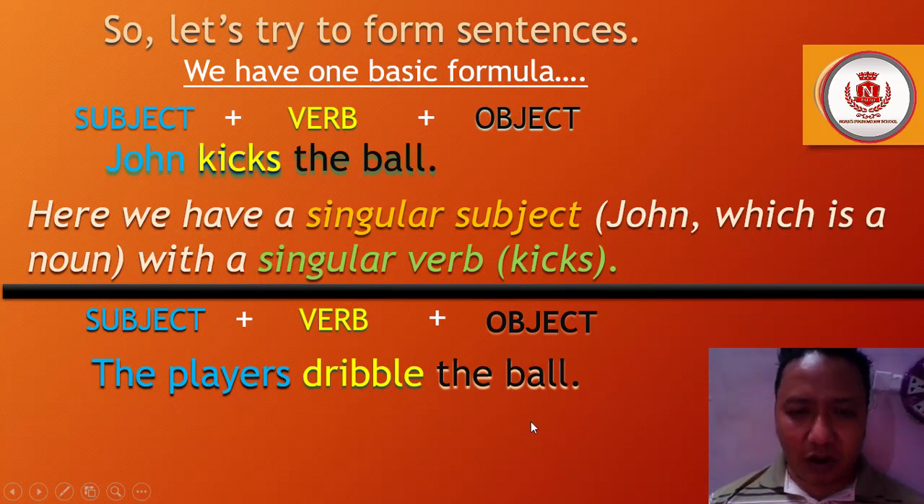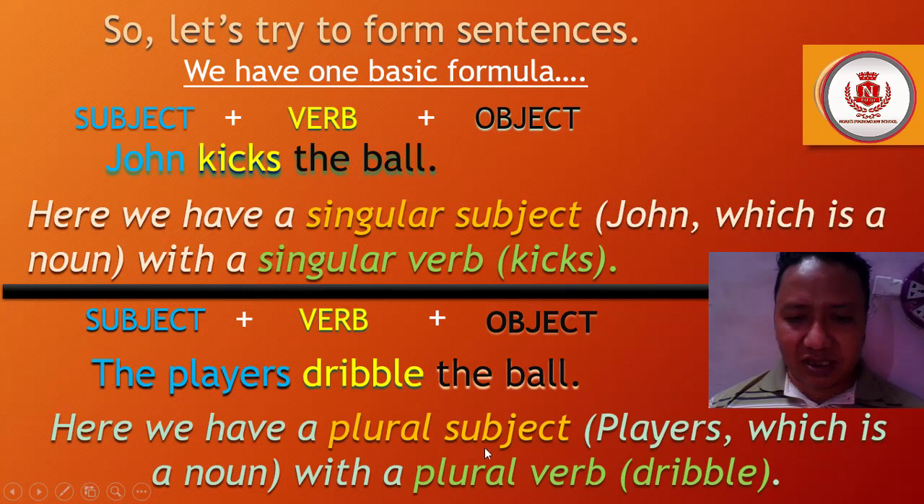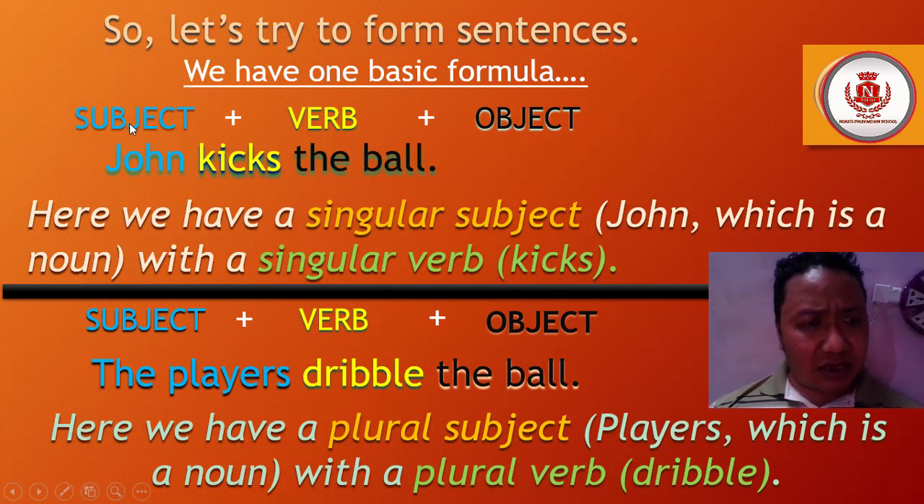Understand? The ball. Here we have a plural subject, players, which is a noun with a plural verb, dribble. Clear like that? Here we have a plural subject, players, which is a noun with a plural verb, dribble. Are we clear here?